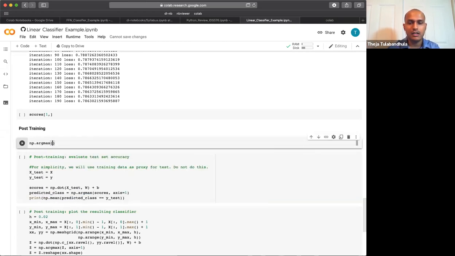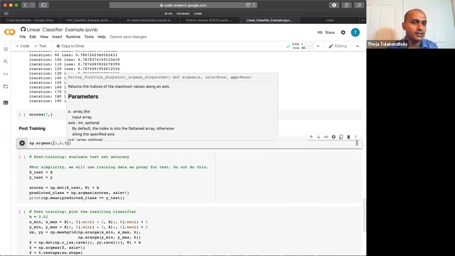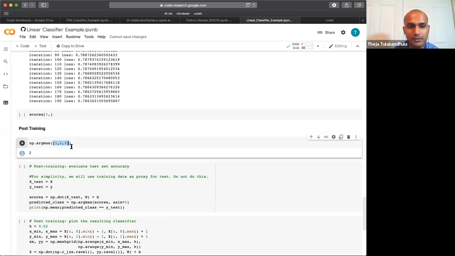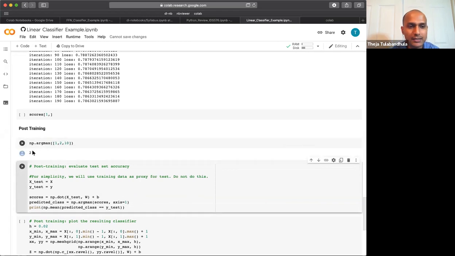np.argmax of, I don't know if it has to be a list. Let's try this. Yeah. So you can see argmax of this. It generally has to be an array, but even a list works. So you can see argmax of this, let's say this 10. So argmax is the last coordinate.